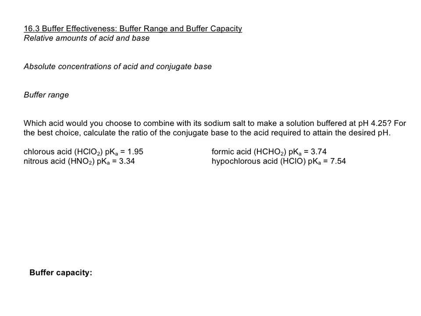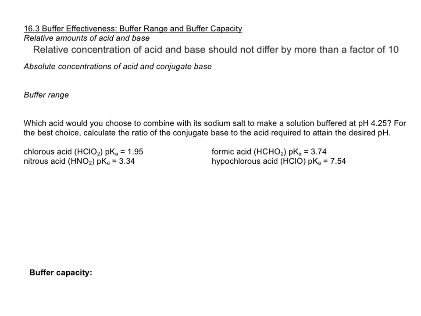And there's obviously a range in which that can work. We just did one where they weren't equal to each other. So what is that range? It turns out that for it to be a reasonably effective buffer, the relative concentrations of acid and base shouldn't be more than a factor of 10 apart. So if one is 0.1, the other one shouldn't be more than 1 or less than 0.01, for example.